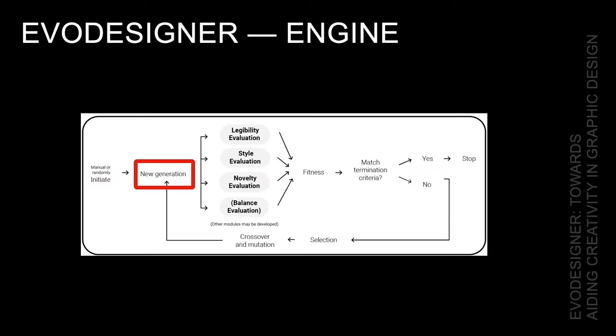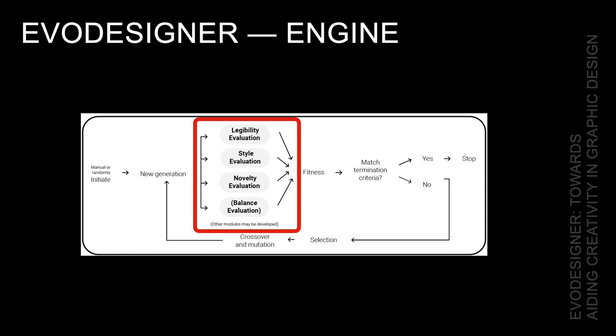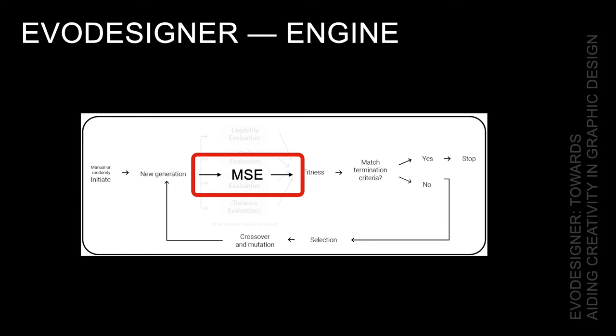Thereafter, we've got fitness assignment. We have planned several fitness assignment methods, such as for evaluating legibility, style, innovation degree, or page balance. In this iteration, we focus on the development and testing of the evolutionary engine. So for fitness assignment, we've used an existing well-established metric, the mean square error, which is not only useful for the validation of the engine, but also in practical graphic design tasks, such as finding unexpected layouts that approximate given drafts, as we'll see further on.